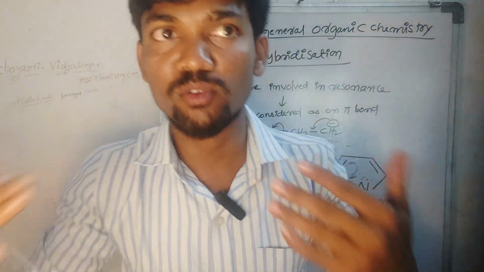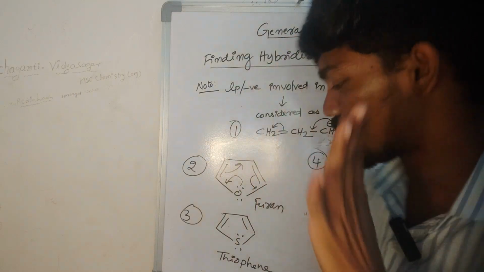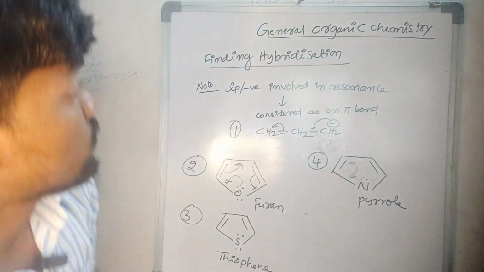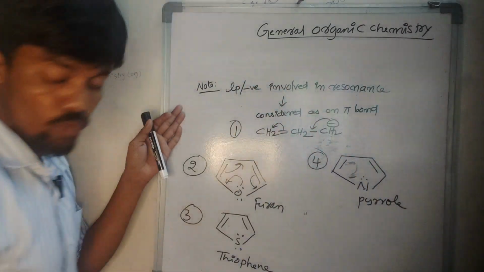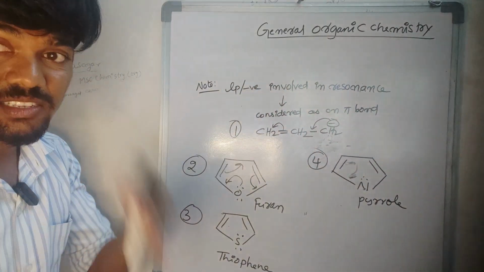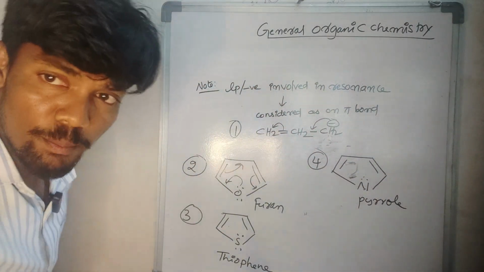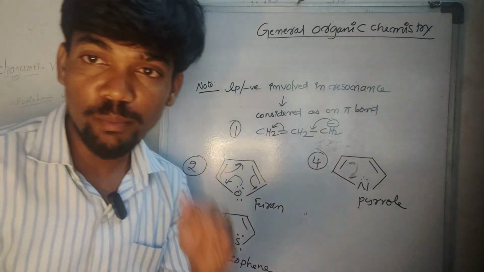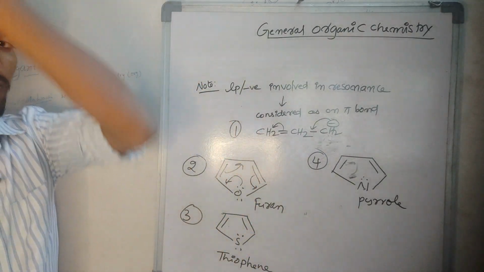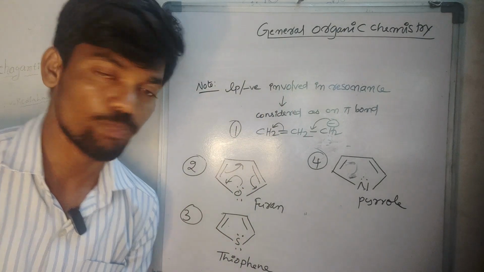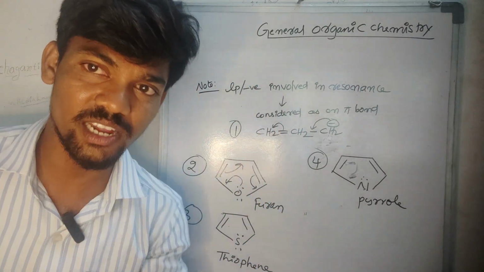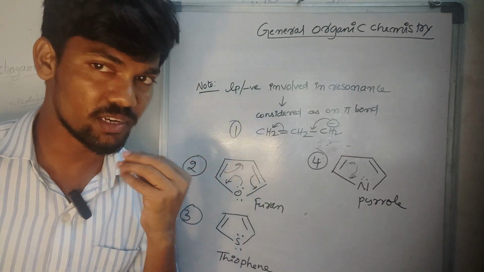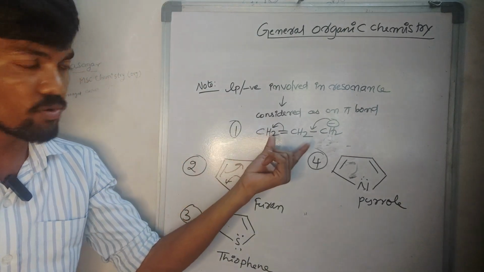Next, coming to the concept, what happens here? Same. Listen, we have to remember it. This is about hybridization. So some reasons will be there. So if a lone pair and negative charge are involved in resonance structures, we have to consider it as a pi bond. Listen carefully.